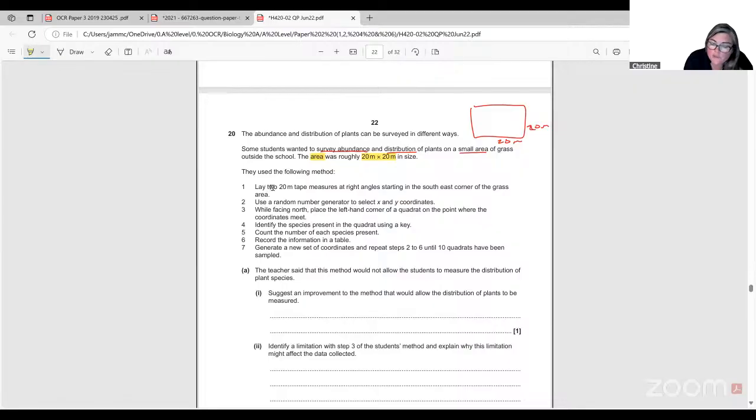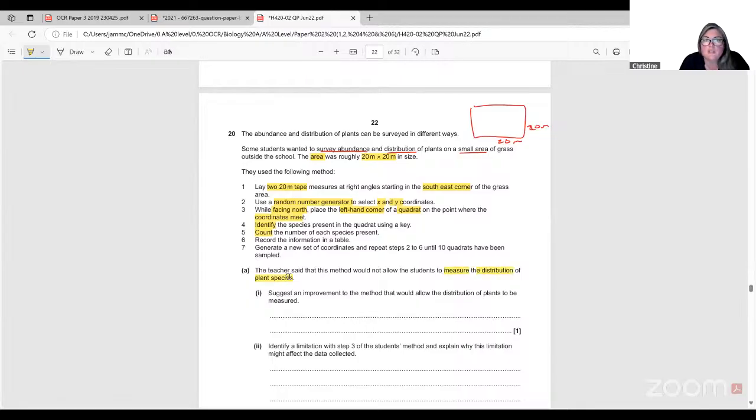They lay two 20-meter tape measures at right angles, starting in the southeast corner of the grass. They use a random number generator to select their X and Y coordinates. While facing north, they place the left-hand corner of the quadrat on the point where the coordinates meet. Identify the species present in the quadrat, count, record in the table, choose a new coordinate, repeat. The teacher said that this method would not allow students to measure the distribution of plant species.